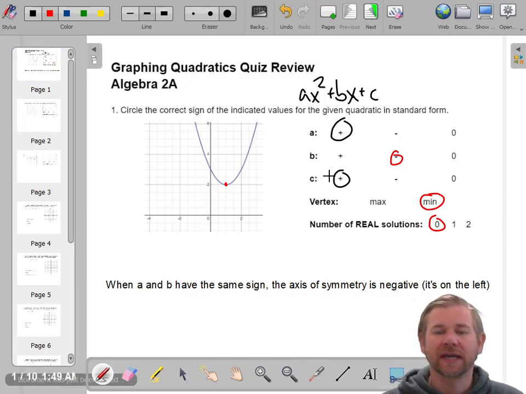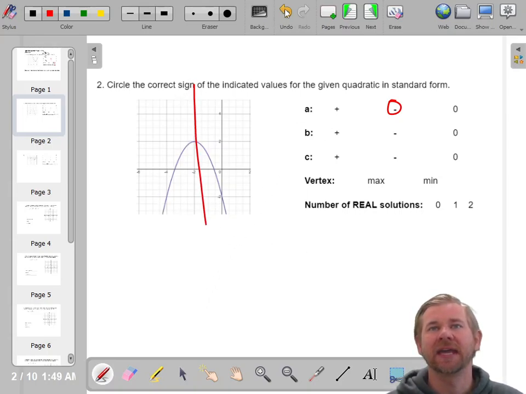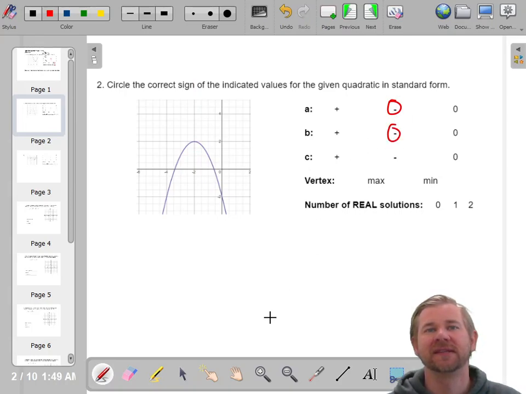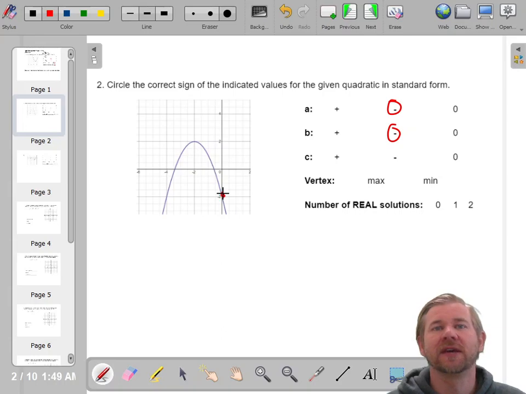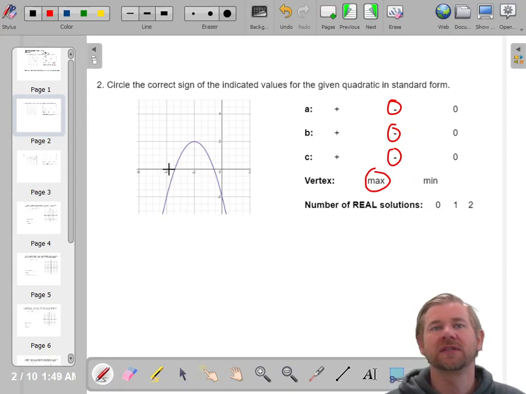All right, so we're going to do a couple of these. Here, it opens down, so a must be negative. For b, since it opens down and it's on the left, a and b have to be the same. So if a is negative, b is negative. And that's what I'm saying: depending on the sign of a, you can't just look at b. Since this one's negative, they're the same. The y-intercept is also negative, and the vertex is at the top, so that makes it a maximum. Real solutions: 2 real solutions.